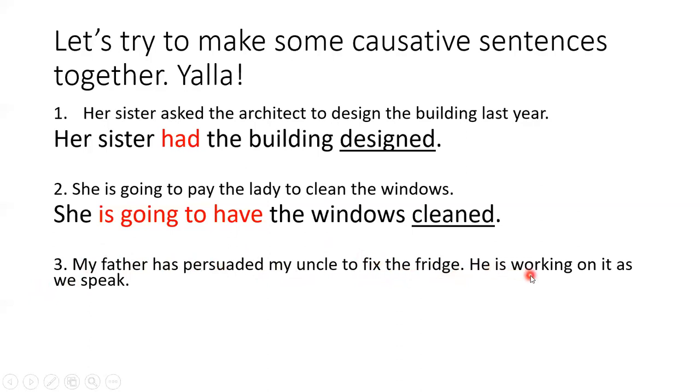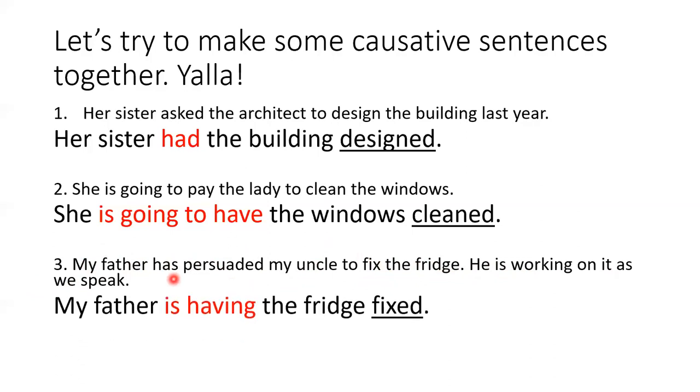And what is the tense of this sentence? It says, he is working on it now. So I have to use the present continuous. So I apply the present continuous to have, and the answer is, my father is having the fridge fixed. I hope that this is clear. Notice that we apply the tense to verb have. Here we needed the simple past, so we used had. Here we needed is going to plus verb, so we said is going to have. And here we needed the present continuous, so we used is having.